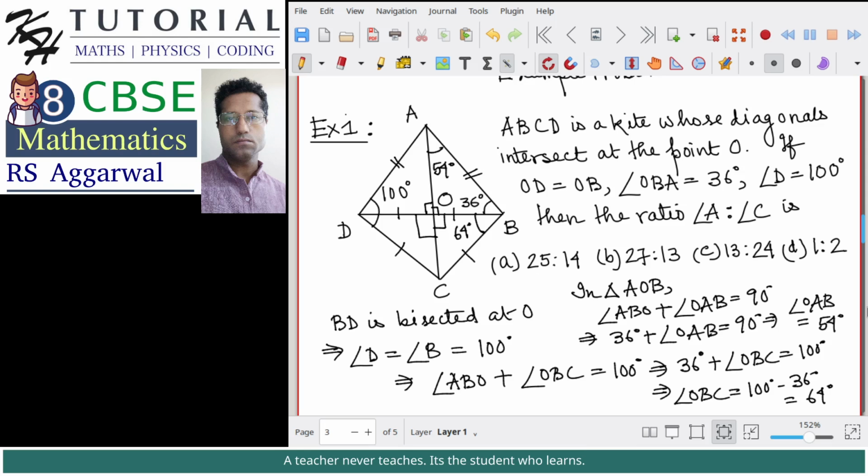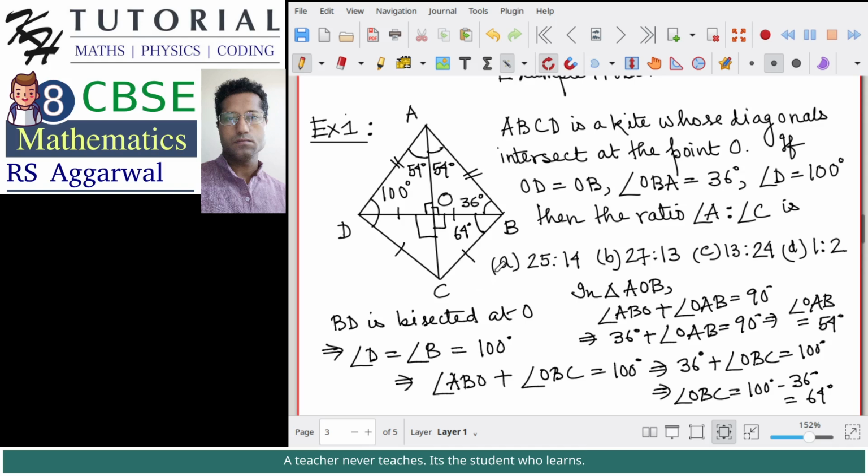Okay, so we have this. Now we know, in this kite ABCD, BD is the diagonal which is bisected. That means BD is the diagonal connecting the two opposite equal angles, which are angle B and angle D. This means the other diagonal AC must bisect the angles A and C. So we must have this angle also equal to 54 degrees.